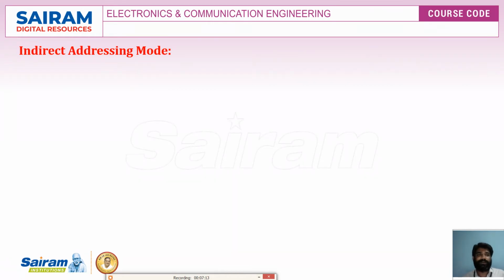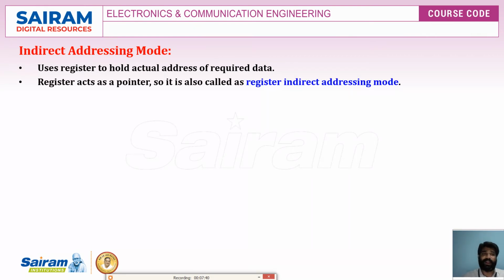And indirect addressing. Again here also it is for memory operands. So it uses a register to hold the address of required data. As the name tells, indirect addressing: address is specified indirectly. That means the address of an operand is stored in a register. So it only uses a register to hold the actual address of required data, and that register acts as a pointer.